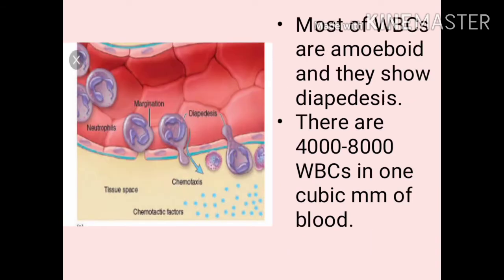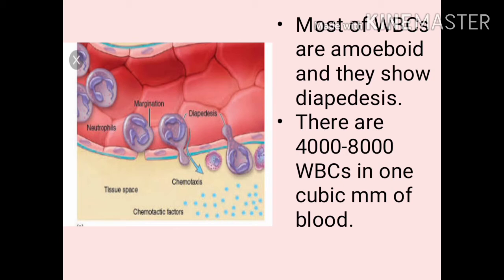Most of the WBCs are amoeboid and they show diapedesis. Here you can see they can produce pseudopodia, which helps them to squeeze out through the walls of capillaries. So children, diapedesis is the process by which leukocytes or WBCs squeeze out of the capillary wall to reach the site of infection.